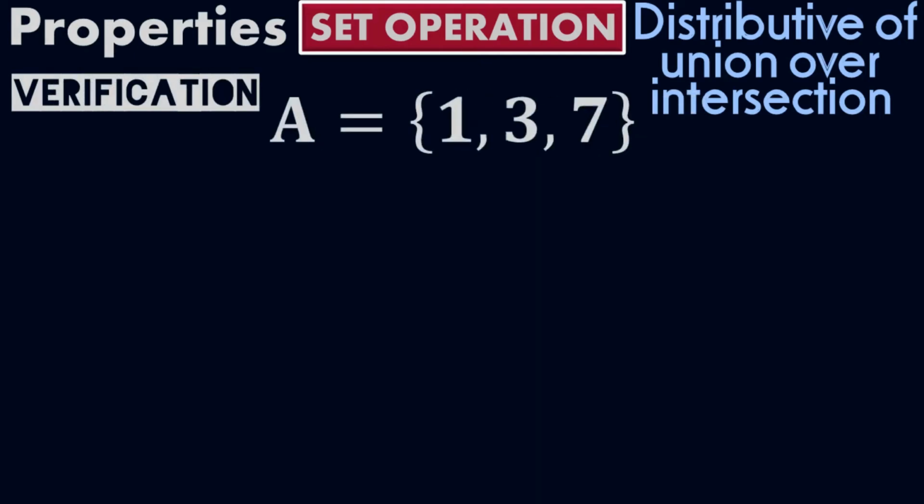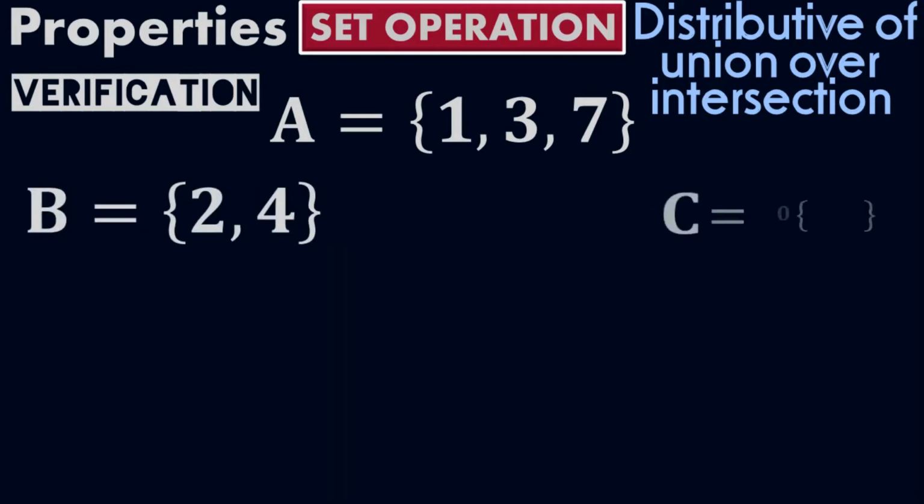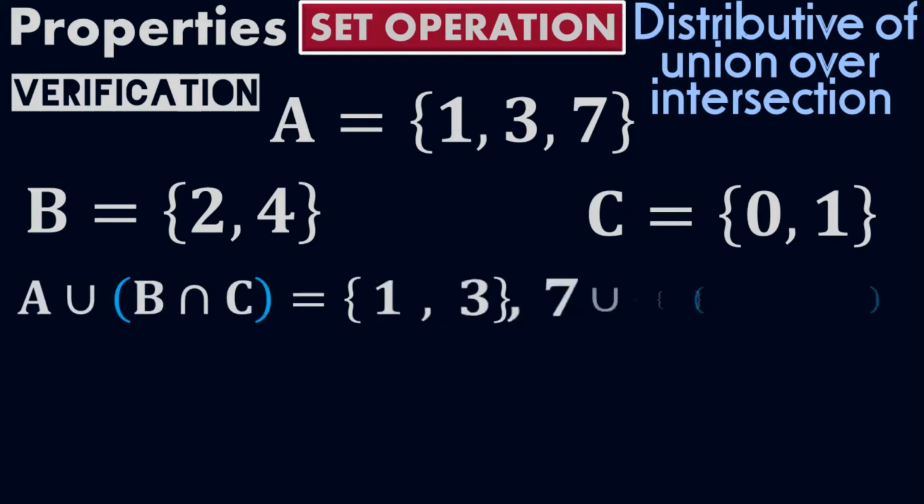Suppose my set A equals {1, 3, 7}, set B equals {2, 4}, and set C equals {0, 1}. These are the three sets. We're going to prove the distributive property of union over intersection. We will check whether the left side equals the right side or not. So let me first pick the left side.